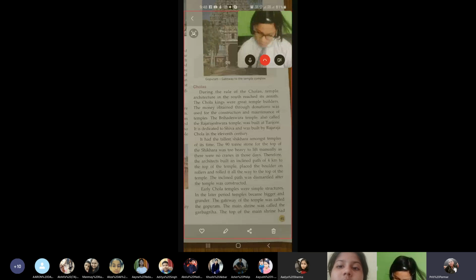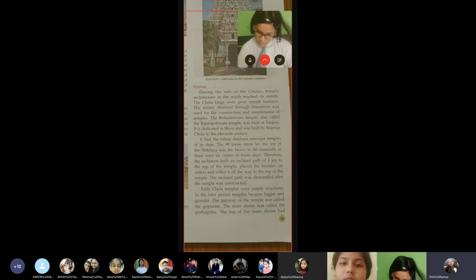He built the Brihadeshwara temple, which was also known as Raja Rajeshwara temple. It had the tallest shikhara amongst temples of its time. The 90-ton stones for the top of the shikhara were too heavy to lift manually as there were no cranes in those days. Therefore, the architects built an inclined path of 4 kilometers to the top of the temple, placed the boulders on rollers, and rolled them all the way to the top. The inclined path was dismantled after the temple was constructed.